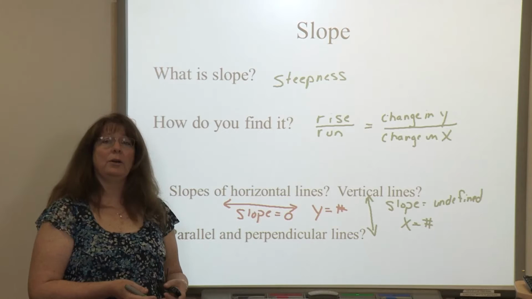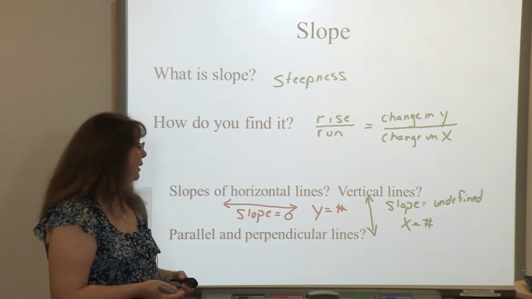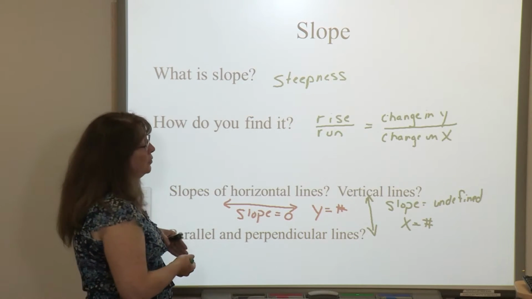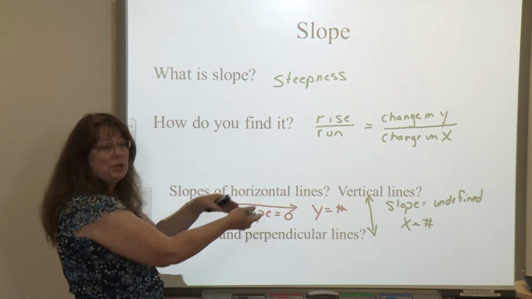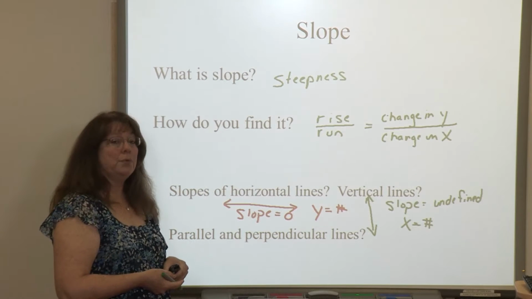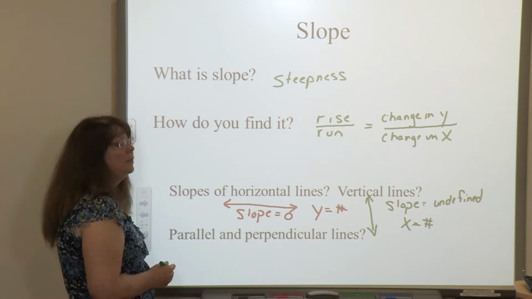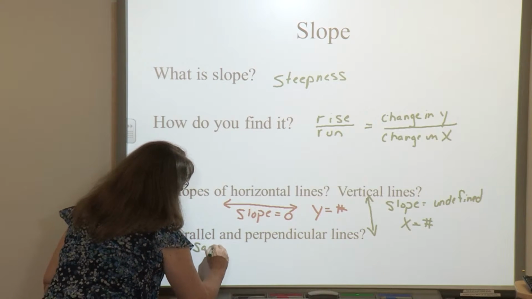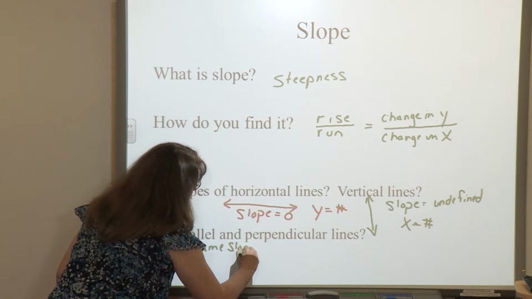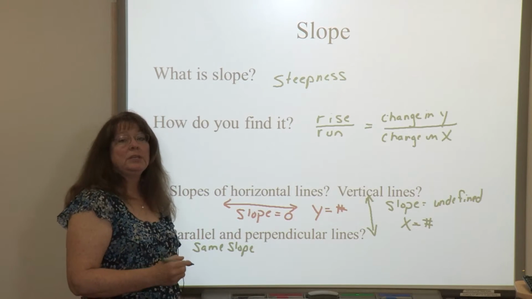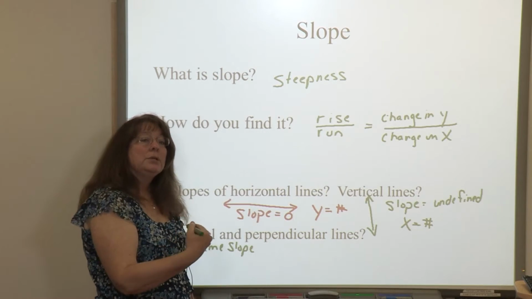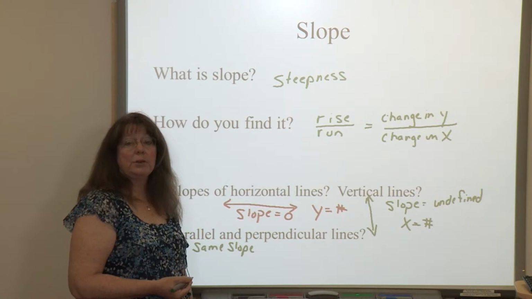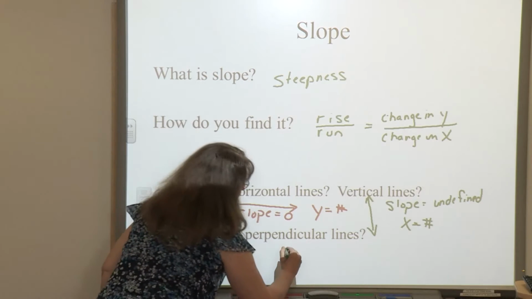Another thing they may ask you about are slopes for lines that are parallel or perpendicular. When you have two parallel lines, they're going to run and never cross each other. They'll stay the same distance apart all the way through. So anytime you're asked about the slope for parallel lines, they have the same slope. Perpendicular lines are going to make a right angle. So anytime you're asked for the slope for perpendicular lines, those are going to have slopes that are negative reciprocals of each other.